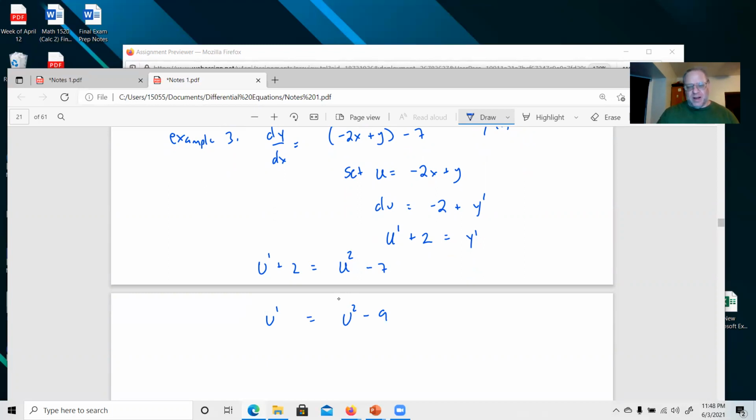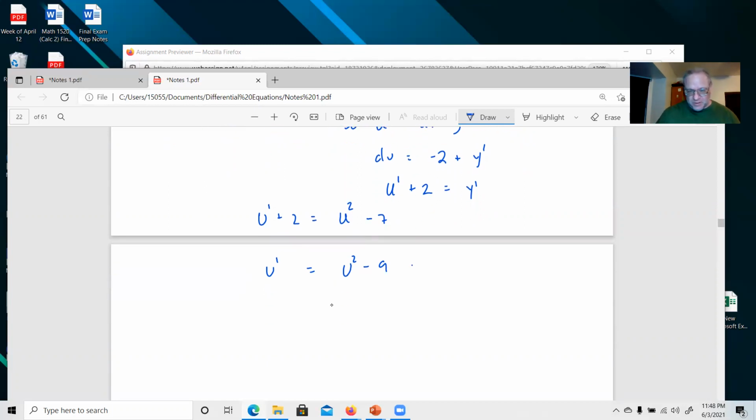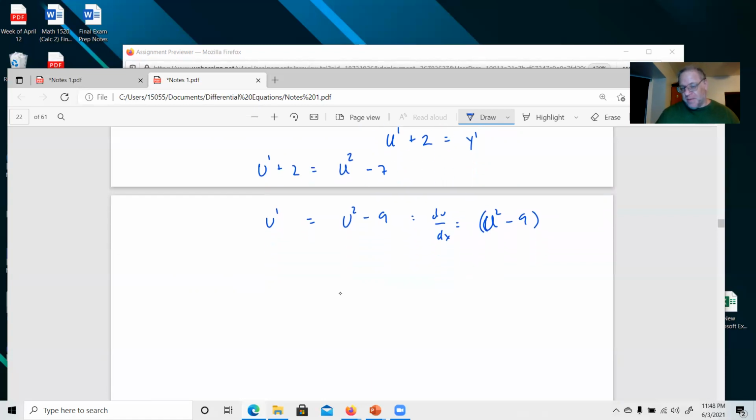And at this point, you can say, well, what is this? This is du/dx is equal to u squared minus 9. Why don't we just look at it like it's separable? I could just divide by this. Technically it's Bernoulli, so we could also do a Bernoulli, but rather than make yet another substitution of v equal to u to the 1 minus 2 and go through all of that, let's just say it's separable. So we have du over u squared minus 9 is equal to 1 dx.